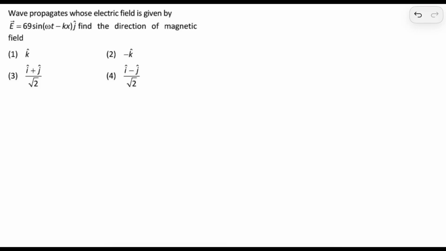Hello students. So this is the question. The wave propagates whose electric field is given by... Electric field direction is given along with J, means along the positive y axis. Find the direction of magnetic field. It is very simple to answer the questions from electromagnetic waves. So it is from EM waves.